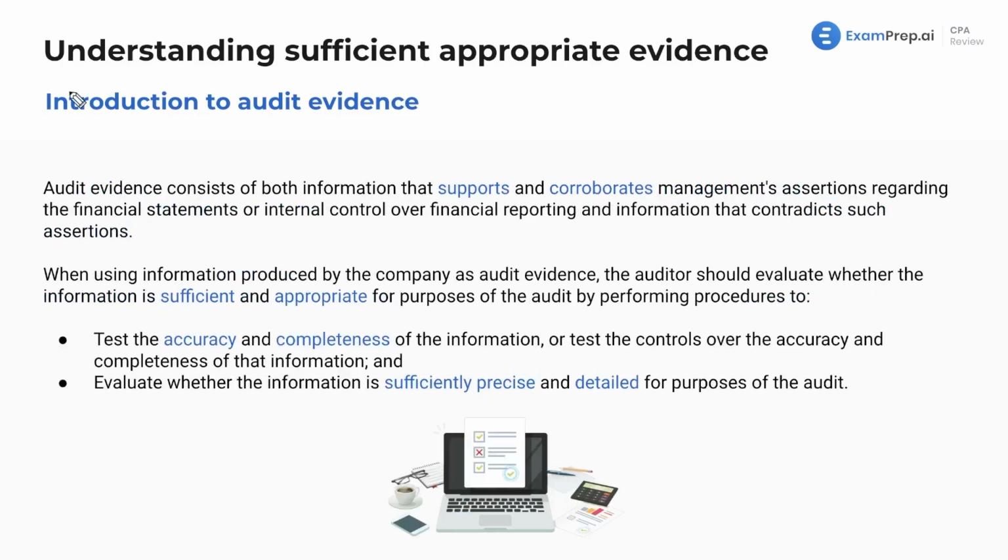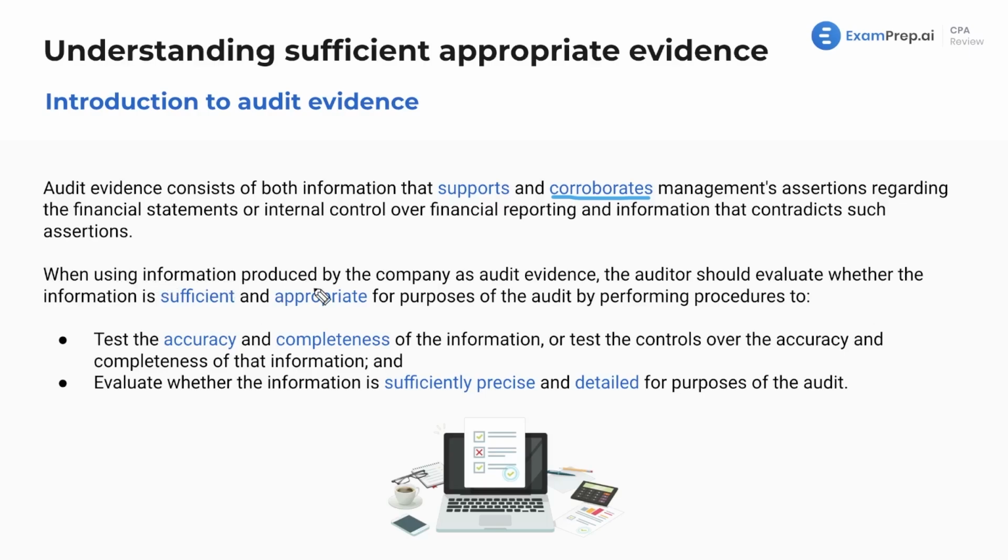Diving in a little bit further, audit evidence consists of both information that supports and corroborates, which is a fancy way of just saying verify, management's assertions regarding the financial statements or internal control over financial reporting, and information that contradicts such assertions. We're going to dive into the assertions. We do that in a couple lessons throughout the audit course, much more in the various cycles we've got. But here, it's a great time to do it because for the assertions of completeness, existence, etc., we want to make sure that we're getting the proper evidence to corroborate those specific assertions.